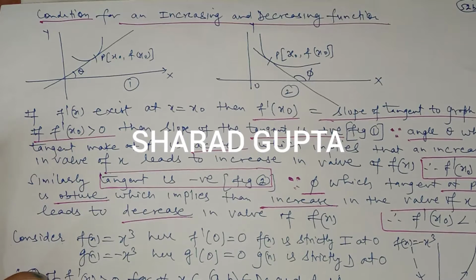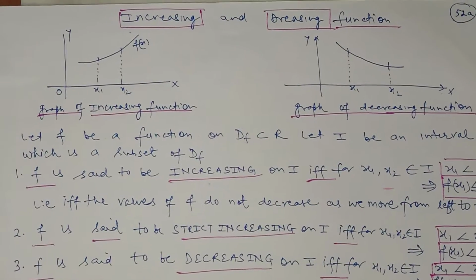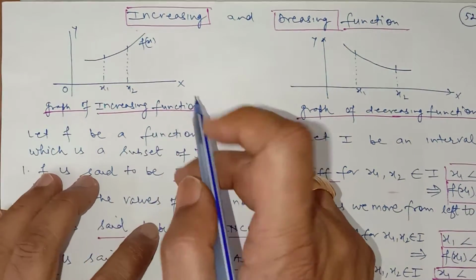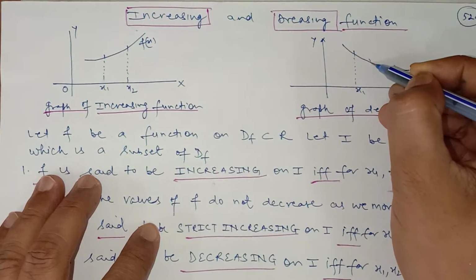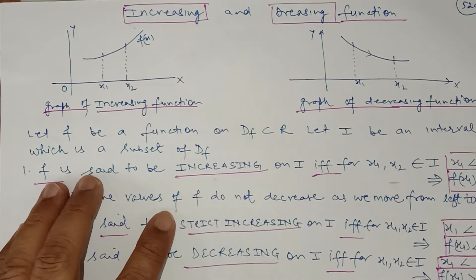This is lecture number 3 for the chapter Application of Derivatives, and today we will start with the topic of increasing and decreasing functions. Now in increasing and decreasing functions, let us take two graphs like this. f(x) is the graph of this, and let us take a graph of this. Now what are increasing and decreasing functions?